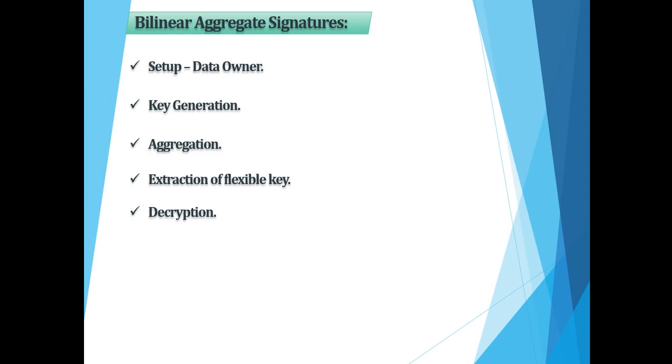In the third step, it will aggregate, meaning it will identify an aggregate key which will be able to access all the files and all the shared files. The fourth stage is extraction of the flexible key. It will share the secret key with the server or client where your file has been sent or shared. And decryption: at the time of downloading you have to enter your secret key or decryption key, and finally you will get the actual file.